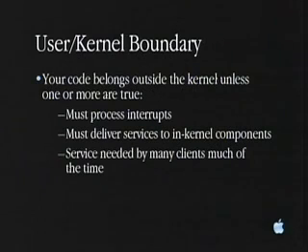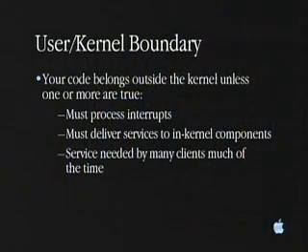So your code belongs outside the kernel unless you must process interrupts. If you have to get at an interrupt, you need to be inside the kernel. Unless you have to deliver services to an in-kernel component. For example, file systems live inside the kernel. So if you're writing a disk driver and the disk is most likely going to be used by file systems, it makes sense for that driver to live inside the kernel. It is possible, of course, to put almost anything you want outside the kernel, but then moving data means more user kernel boundary crossings, and that costs a lot of time, so you're not going to get a huge amount of performance. But if it's a really slow device, you can have drivers live outside and tunnel back and forth across the user kernel boundary.